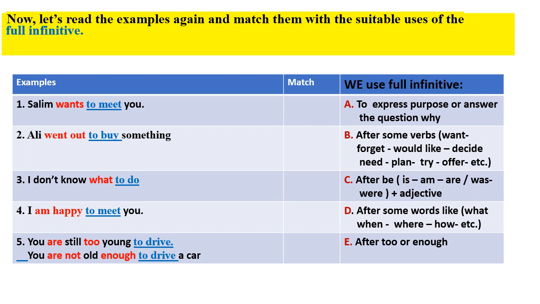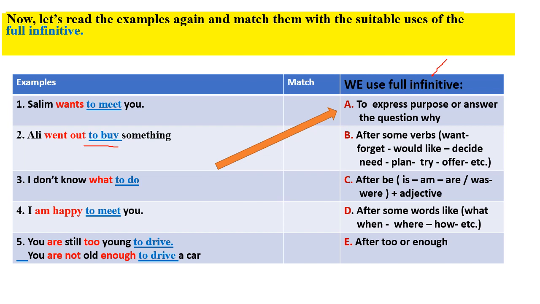Let's start from the right side. We will start from here. We use full infinitive A, to express purpose or answer the question why. So the best example that matches with this rule is example 2. Look at example 2. Ali went out, why? To buy something. So I answered the question why using the full infinitive, to plus the base form of the verb. Why did Ali go out? To buy something.